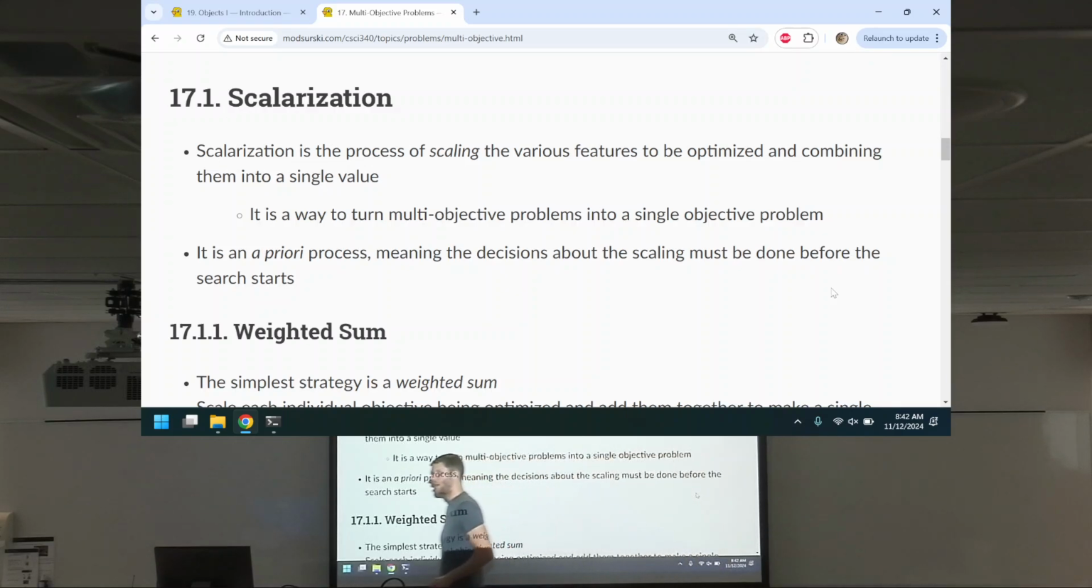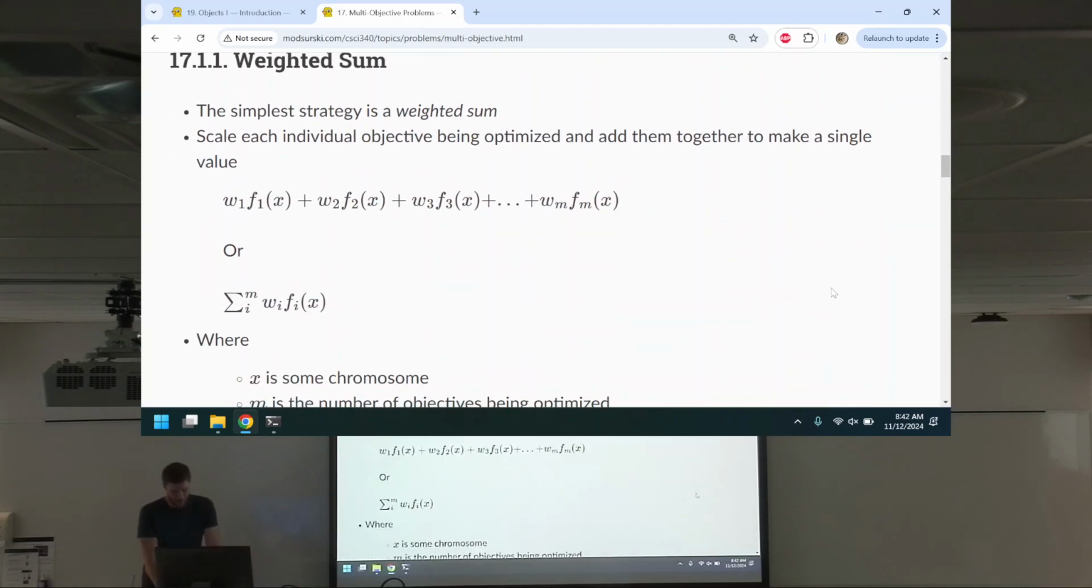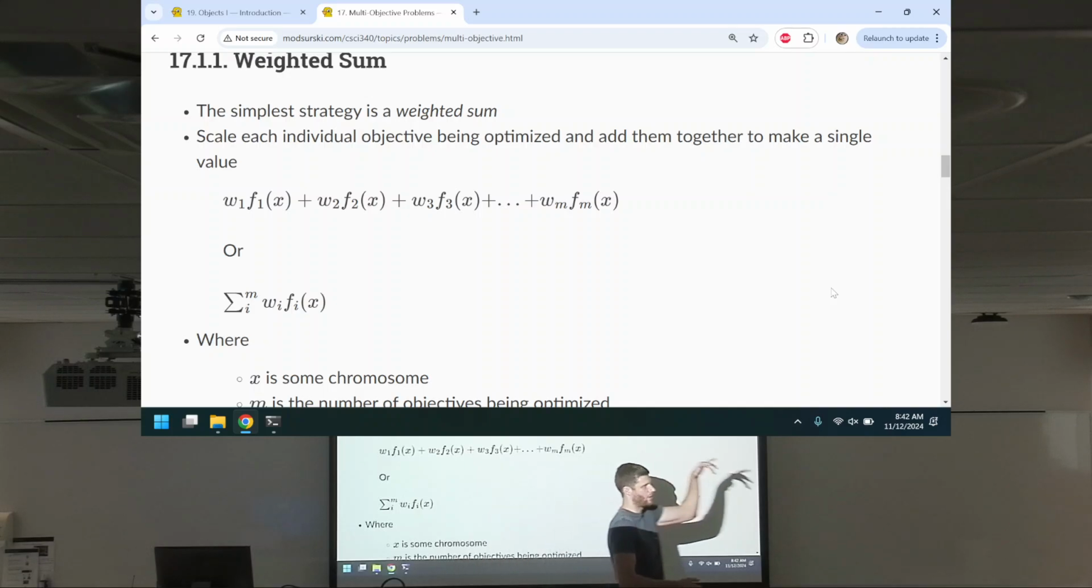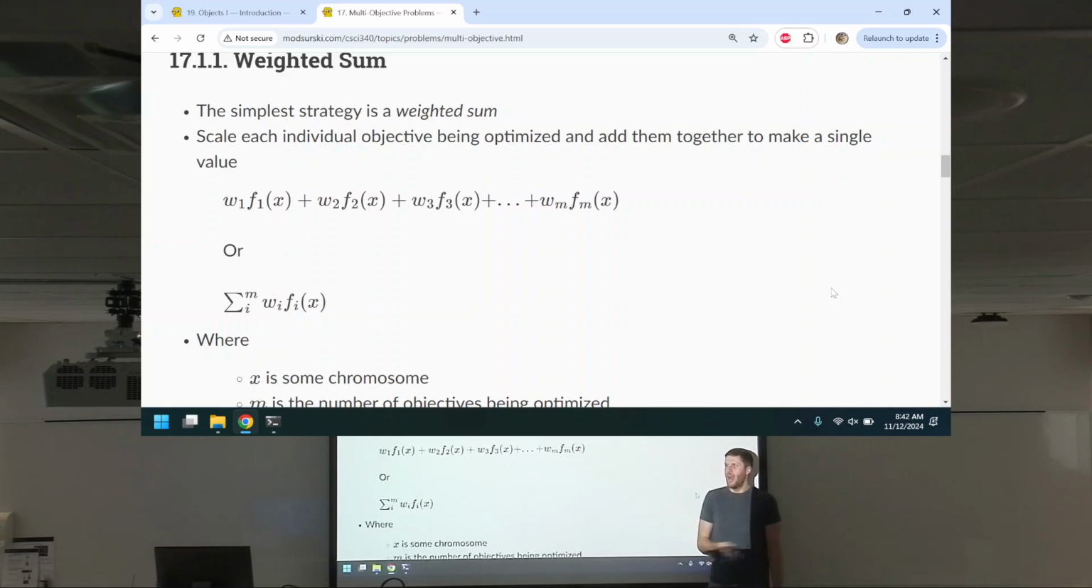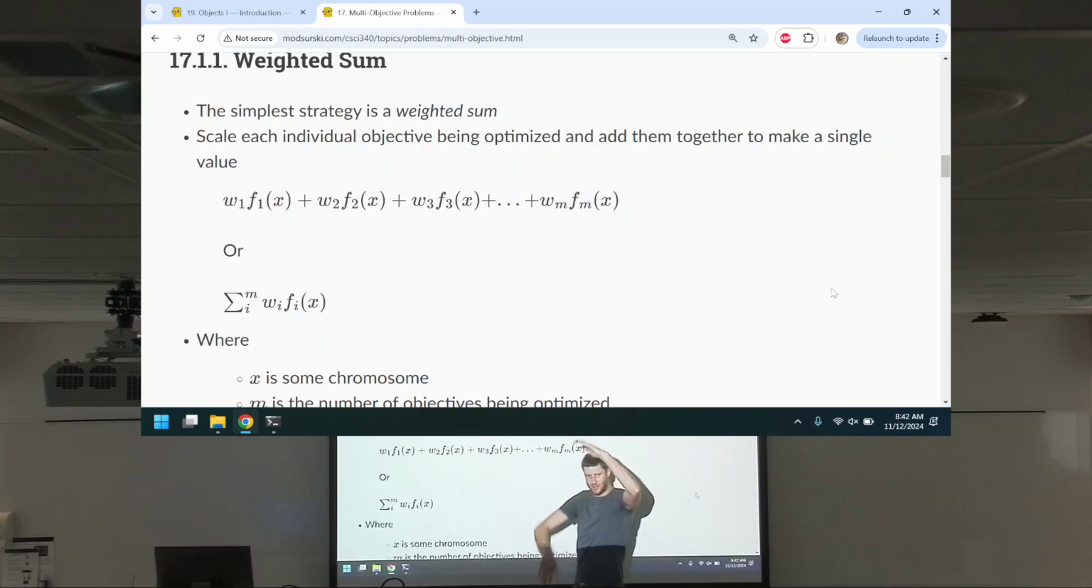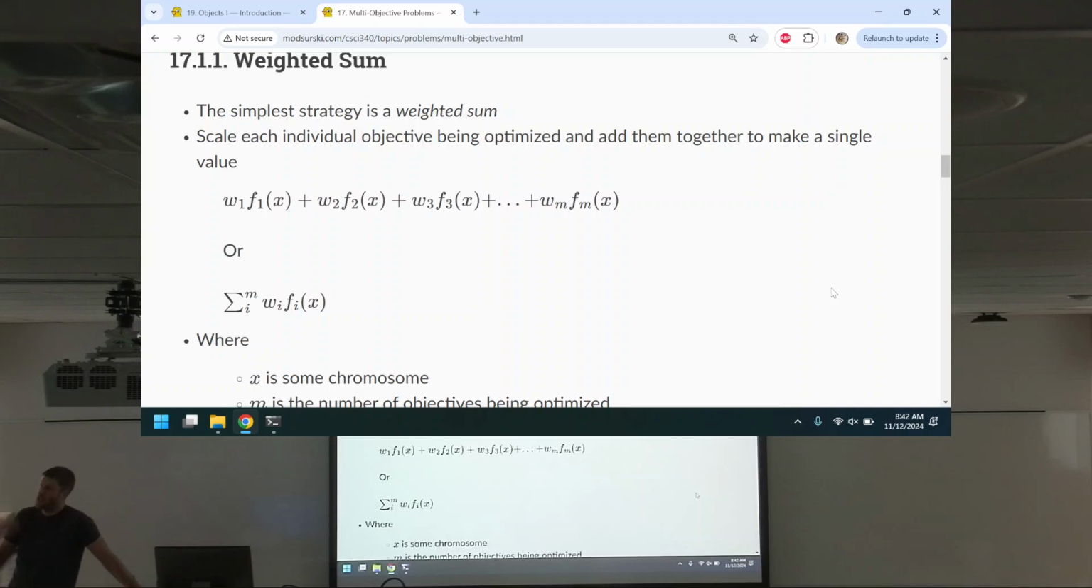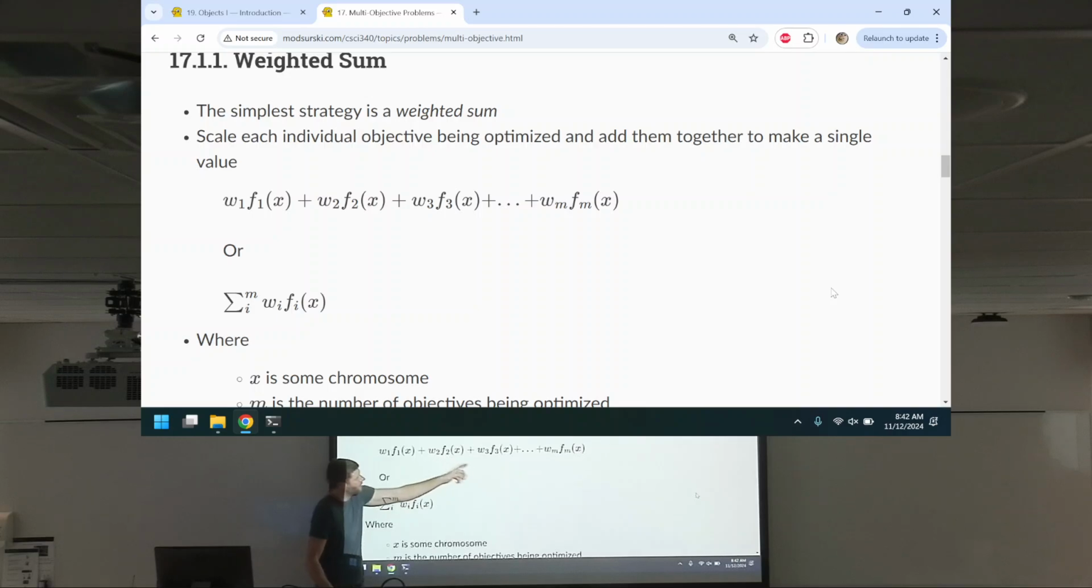One of the simplest forms of scalarization is a weighted sum, and this is what DEEP is doing. Effectively, you come up with a set of weights for each of the objectives we want to optimize, whether that's minimization or maximization. Like in the example of the house, we want to maximize the size while minimizing the price. Scale each individual objective being optimized and then add them together into a single value. Basically, for however many objectives we want to optimize, we have some function to optimize. Here we have m of them, and we have m weights, one for each of the objectives. This one might be a positive one, this one might be a negative one.